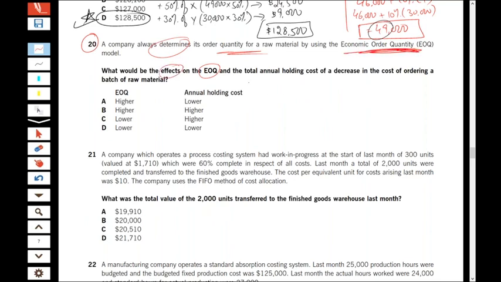What would be the effect on the total annual cost of a decrease in the cost of ordering a batch of raw material? Decrease in the cost of ordering. See, when you are decreasing the cost of ordering a batch of raw material, you are decreasing.